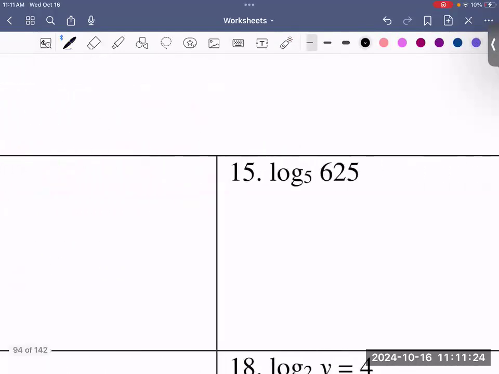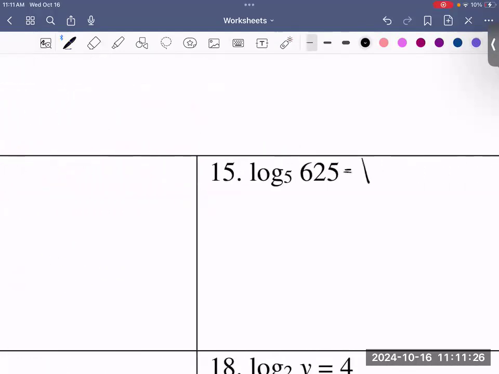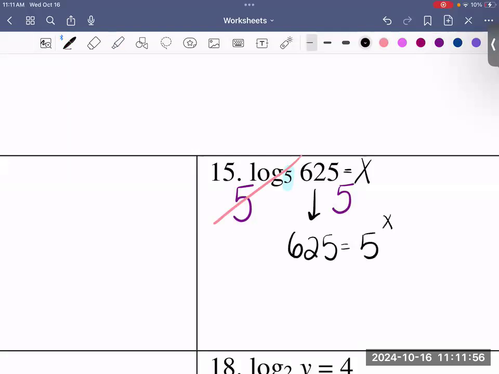Let's try it again over here. Now I'm going to do the other one where we have your inverse property. So we have a base of 5 here, right? So that just means I'm going to match it with a base 5. And what I do to one side, I do to the other. So it allows me to cancel my logarithm and my exponential. So I'm left with 625 is equal to 5 raised to the x power.